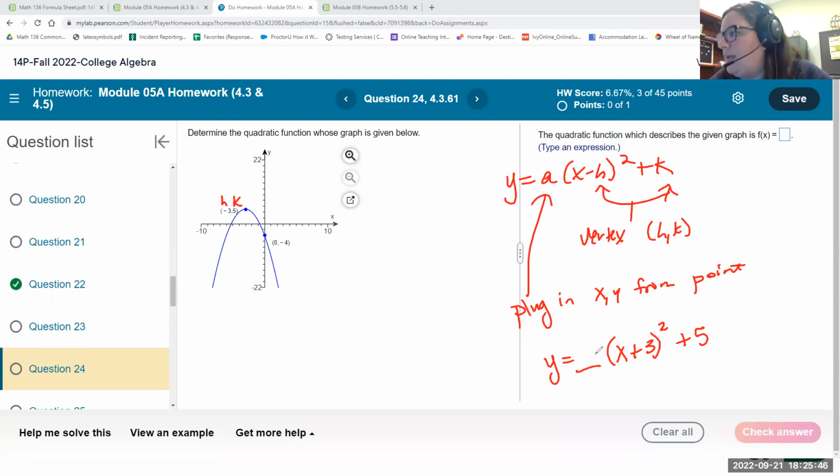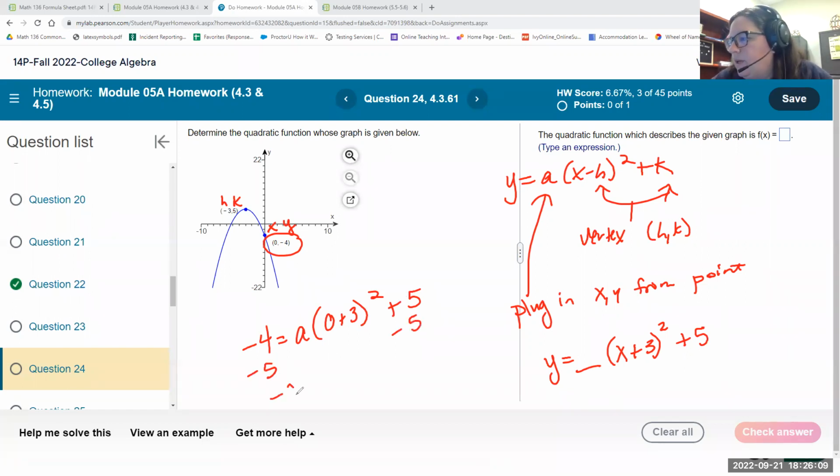So to figure out what a is, I'm going to take this other point that I have. In this case, I have (0, -4). And I plug the 0 in for x, the -4 in for y. So -4 equals a times (0 plus 3) squared plus 5. Plugging in again 0 for x, -4 for y, solve for a. -9 equals a times 9. So a equals -1. So I can just put a minus out front of that.